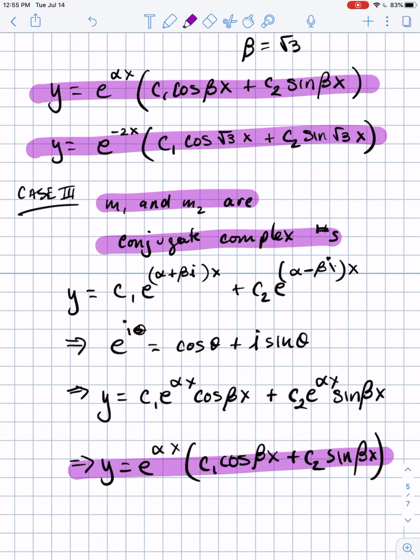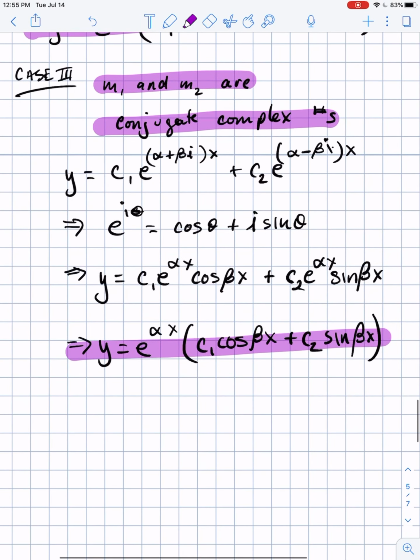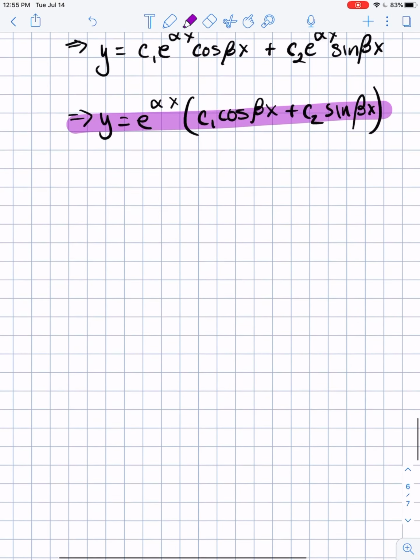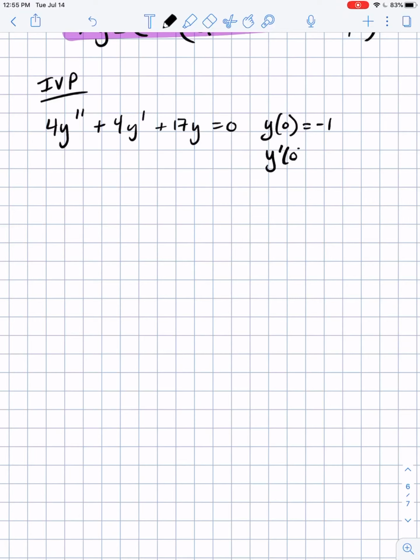Well, let's do one more example. I'm going to do an initial value problem, just to end on an initial value. Here we have 4y double prime plus 4y prime plus 17y equal to 0, with y of 0 equals -1 and y prime of 0 equals 2.